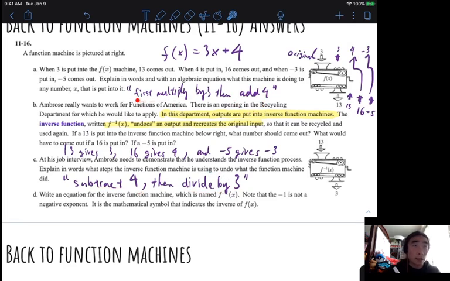And we can say that in symbols, f inverse of x: first, we subtract 4 from our input, then we divide by 3. So up here is our original function. Here's our inverse function.